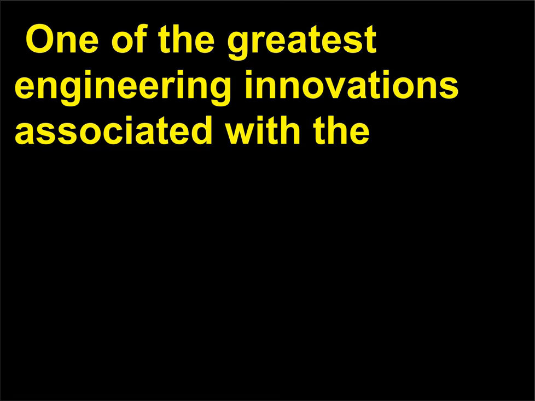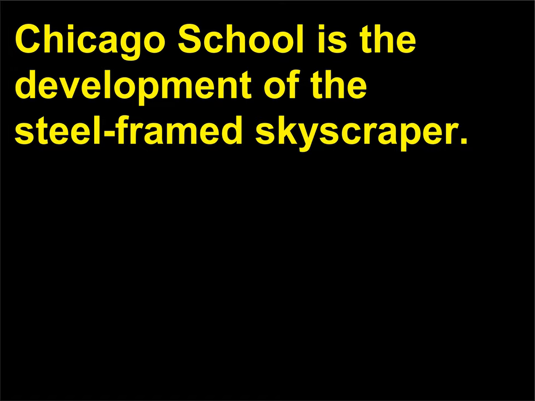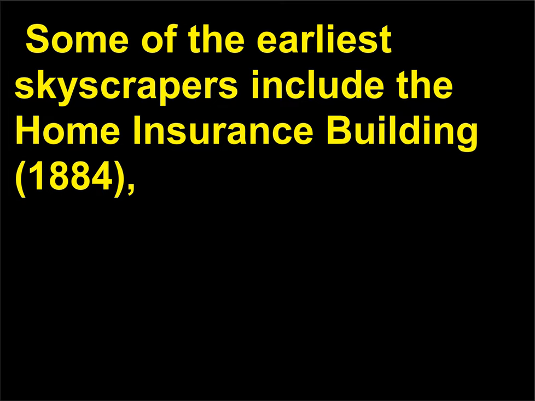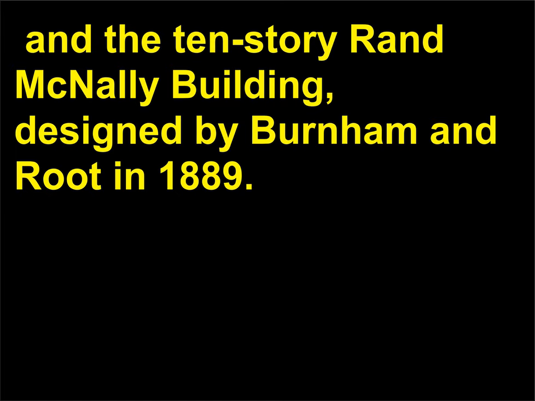One of the greatest engineering innovations associated with the Chicago School is the development of the steel-framed skyscraper. The use of iron and steel allowed engineers to build ever taller buildings, usually for commercial purposes. Some of the earliest skyscrapers include the Home Insurance Building, 1884, and the 10-story Rand McNally Building, designed by Burnham and Root in 1889.